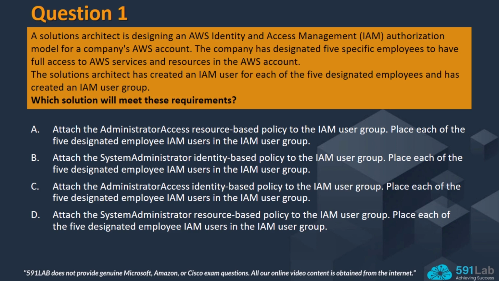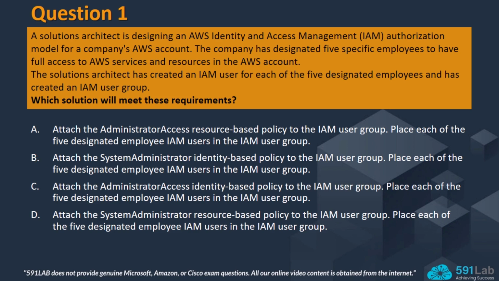Option B is attach the system administrator identity-based policy to the IAM user group. Place each of the 5 designated employee IAM users in the IAM user group. While identity-based policies are the correct choice for IAM user permission, the system administrator policy is not a standard AWS managed policy. You would typically use administrator access for full access.